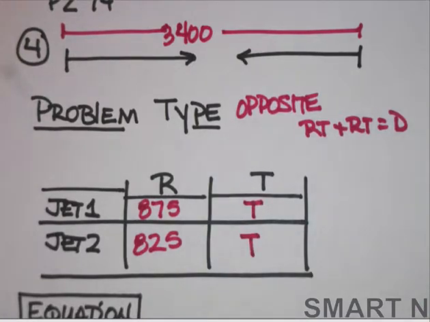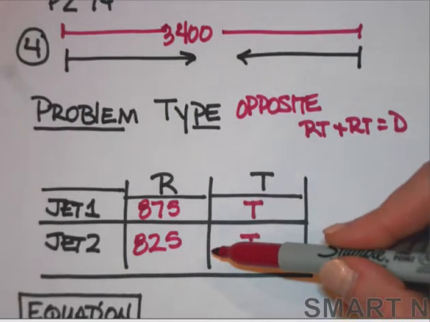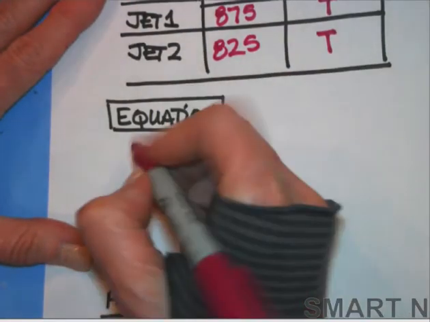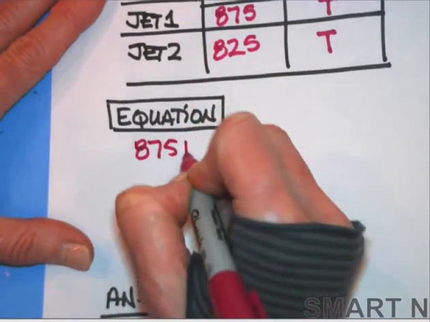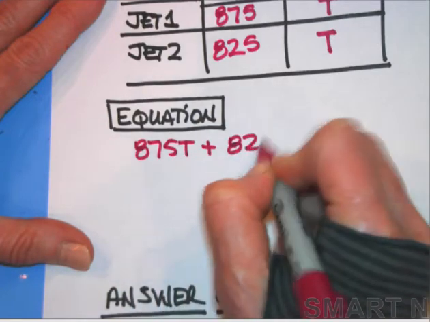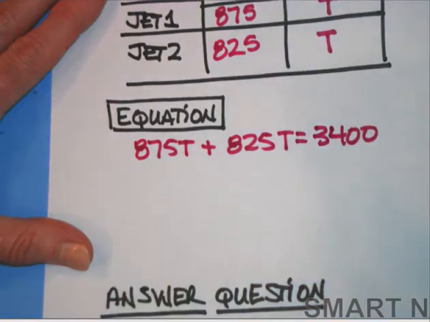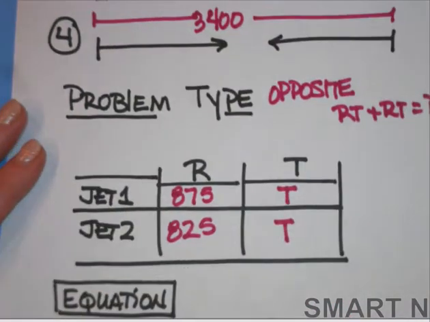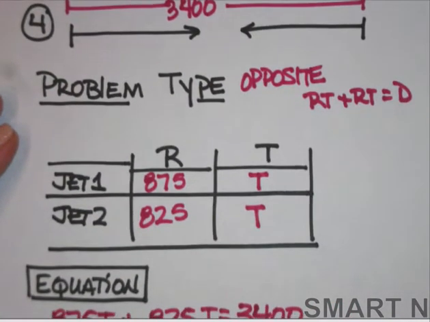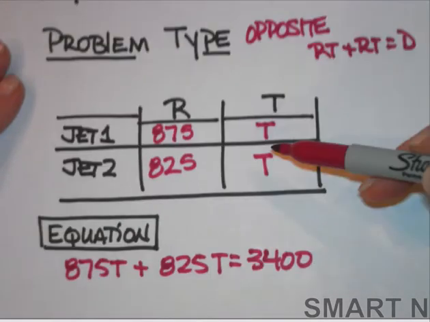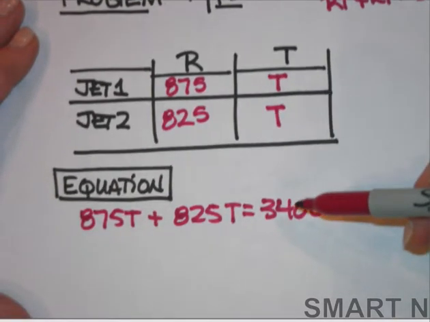And now the third step is to set the equation up based on the type of problem you're dealing with and the information in the chart. So my equation for this particular problem looks like 875t plus 825t, and I set that equal to 3,400. So pulling all of my information together, needing to know the type of problem and the information in my chart, this is my equation setup.